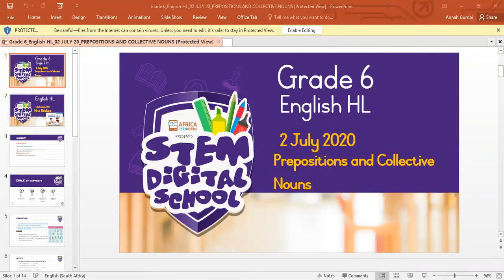And our lesson today, we will be doing prepositions. The content for this lesson, we will be looking at prepositions. We will look at prepositions of time and place, and we will do a preposition exercise and a collective nouns exercise. Let's look at our table to remind us what we'll be doing.